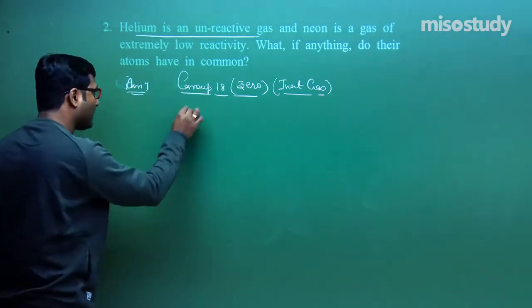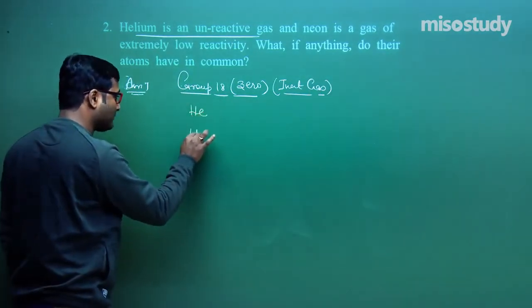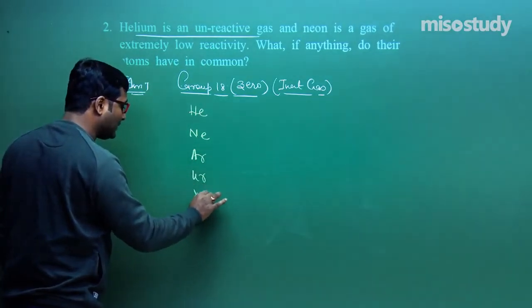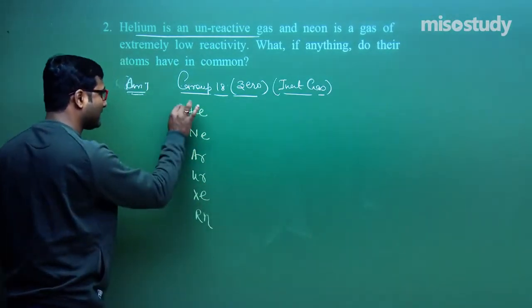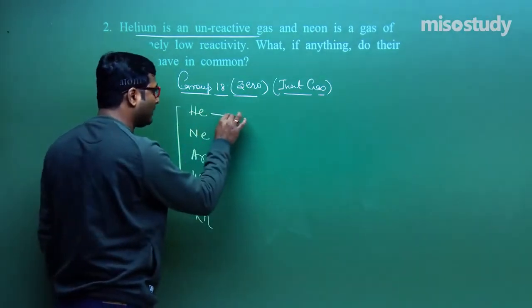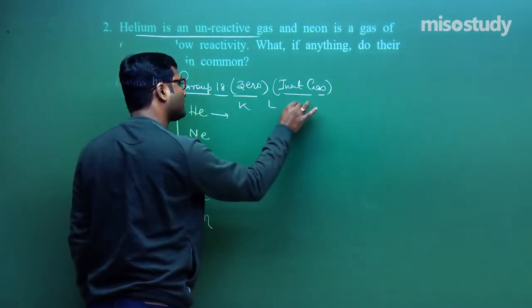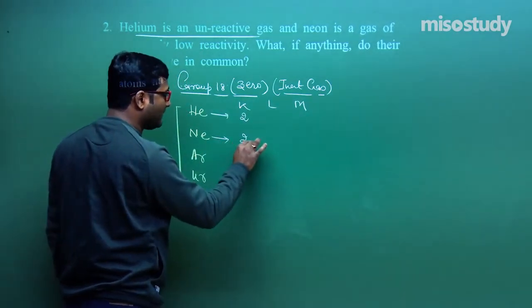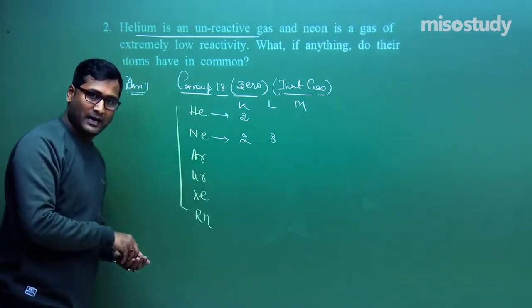Clear? Helium comes first, then neon, then argon, then krypton, then xenon, then radon. There are 6 inert gases. What if you write the electronic configuration shell-wise or subshell-wise? What do you observe? Helium has 2. In case of neon, it can be written like this, 2 and 8.